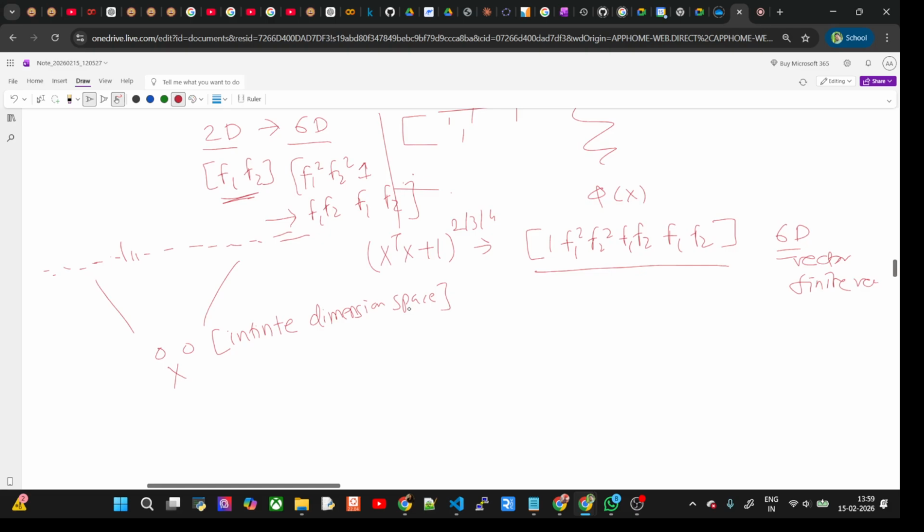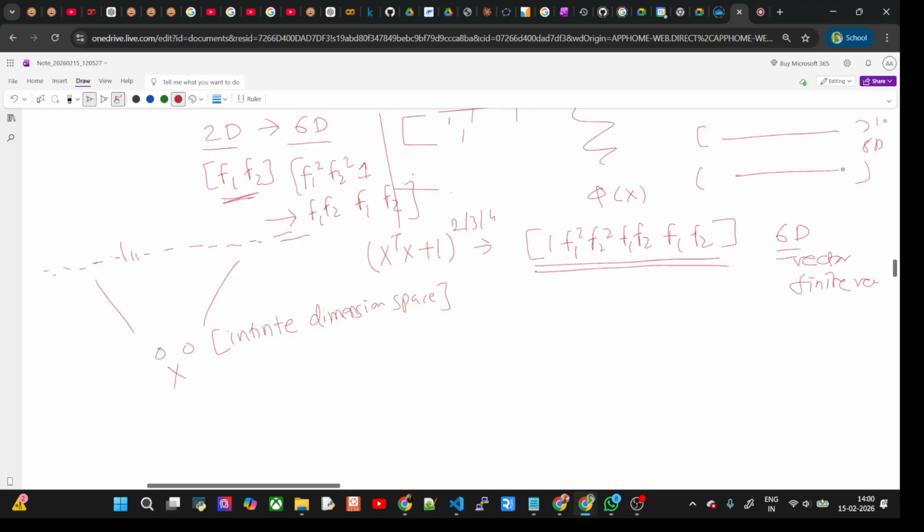So what happened in this infinite dimension space? Because you found that this is 2D to 6D with that power of 2. If you take power of 3, this will be something greater than 6, it may be 8D or something. If it is power of 4, it may be 10D or 16D, but it is limited for the polynomial function. But here, it is unlimited, it's going bigger and bigger.